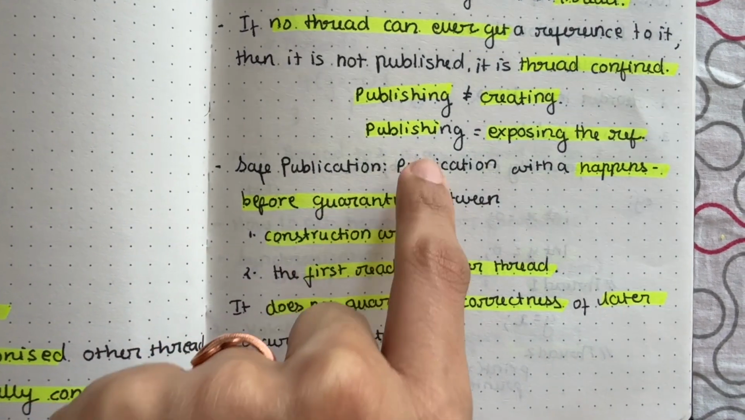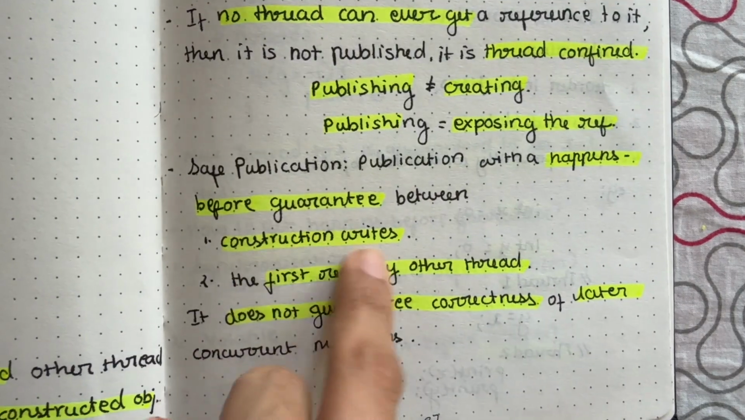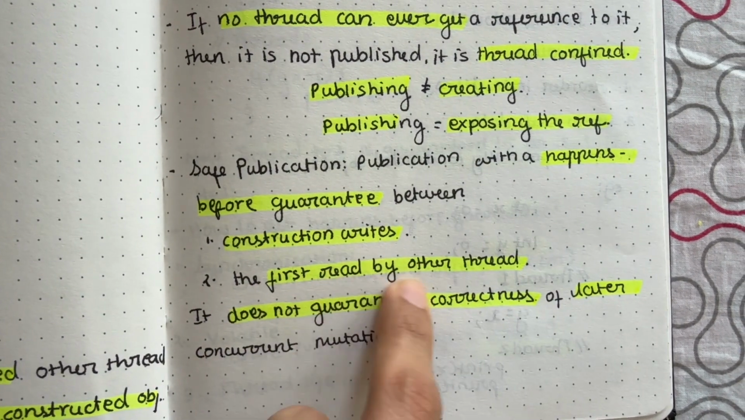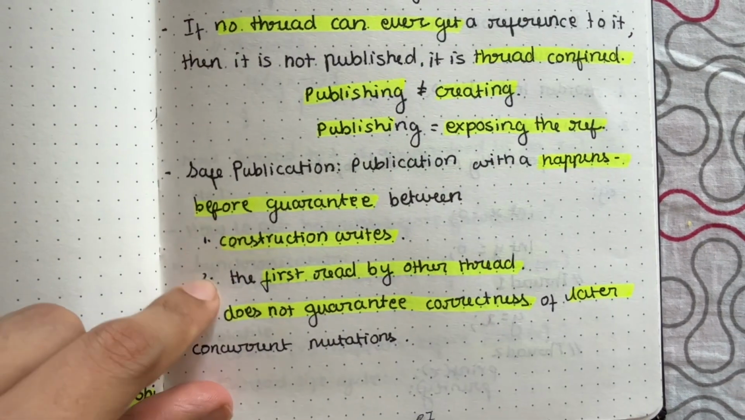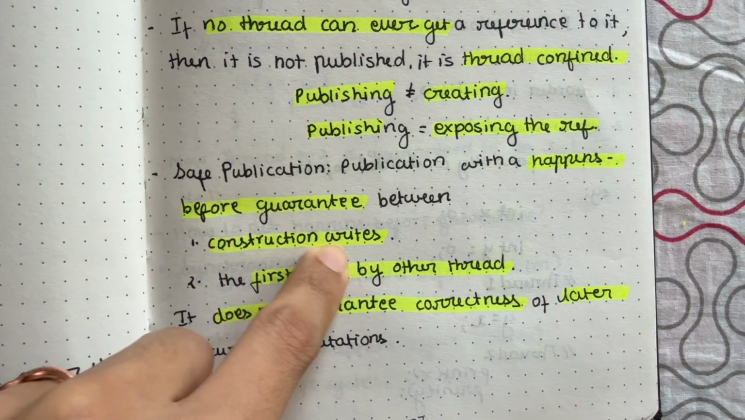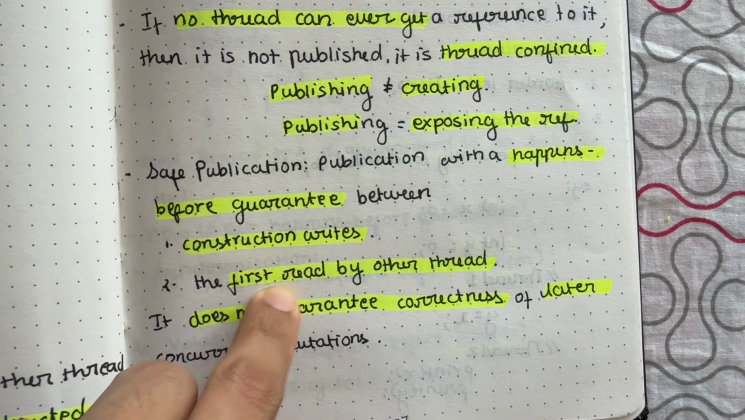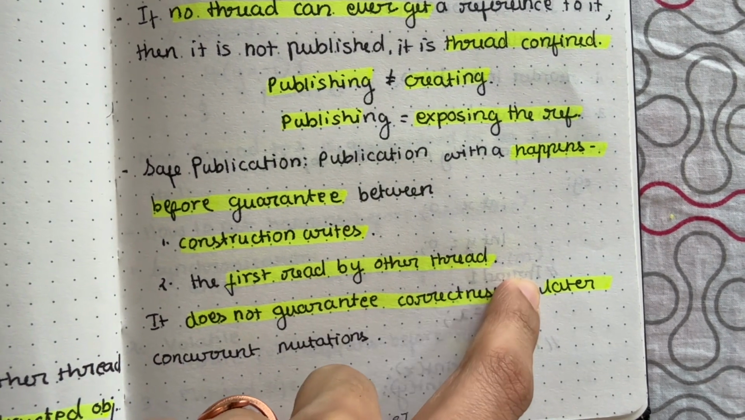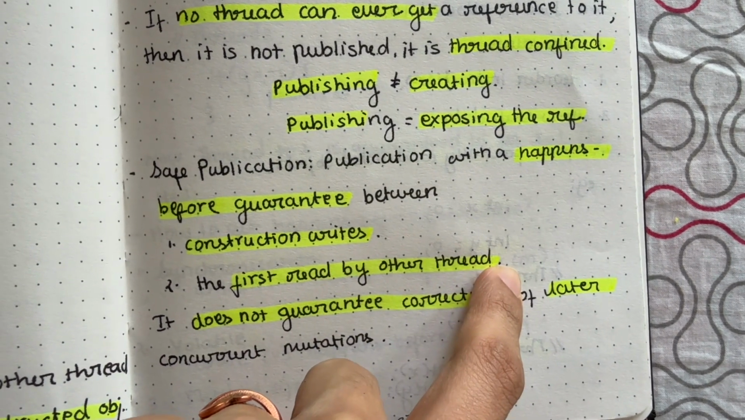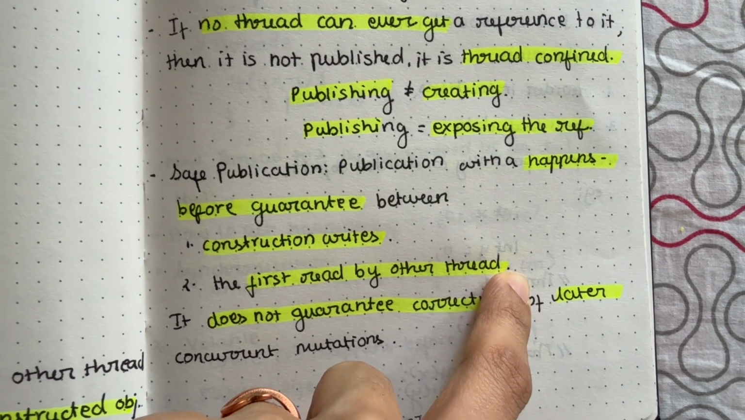Safe publication: publication with a happens before guarantee between construction writes and the first read by another thread. Now if these two actions are reordered, that means construction has not fully completed and my variable or the object is read by another thread already. That can lead to concurrency bugs and inconsistent and unpredictable behavior of that object.